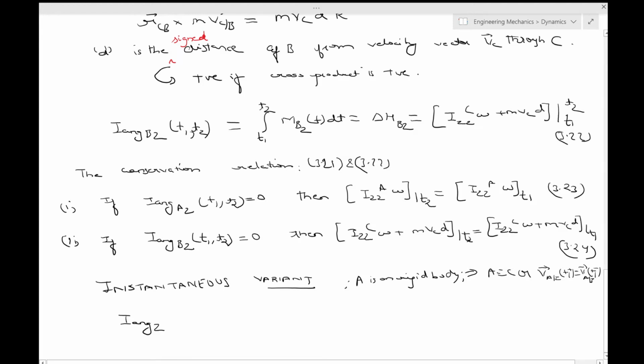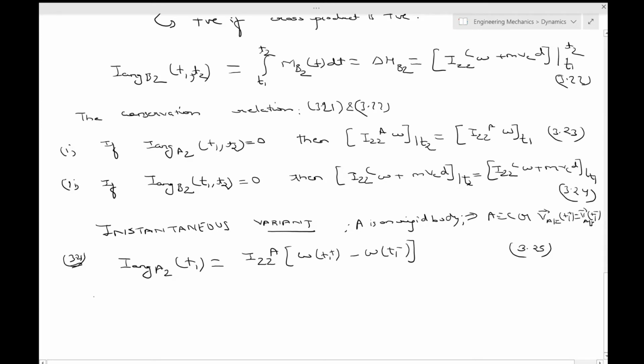So equation 3.21 in this case can be written as, angular impulse of A about Z at T1 is equal to IZZ of A times omega of T1 plus minus omega of T1 minus. This is 3.25.